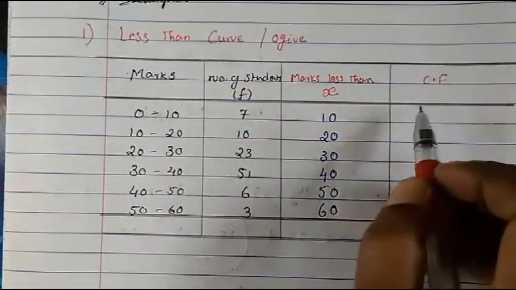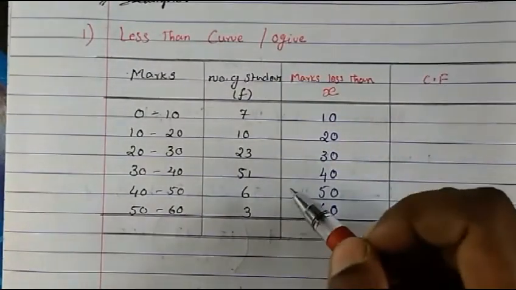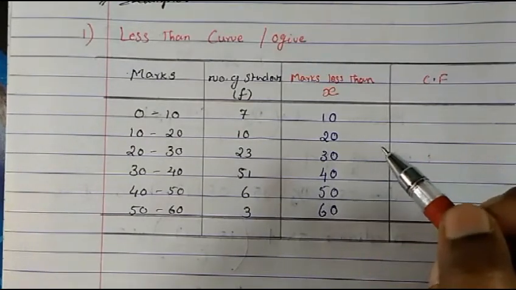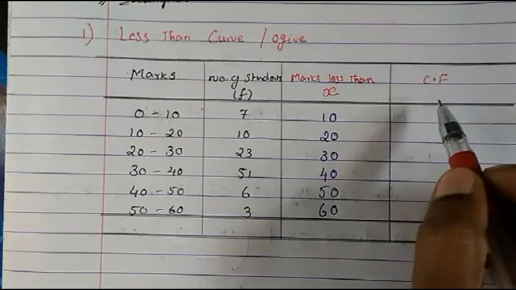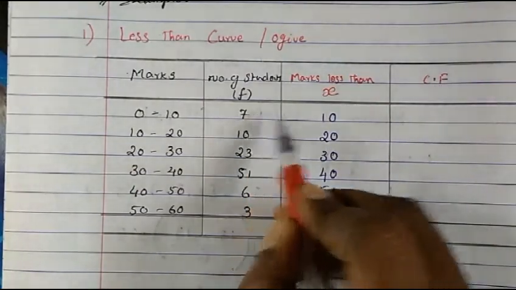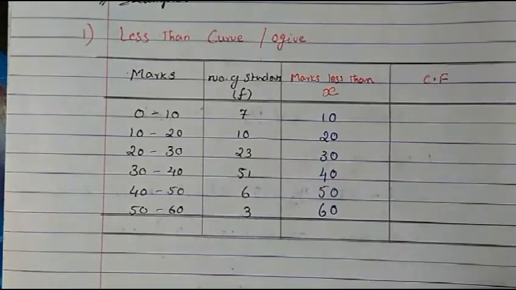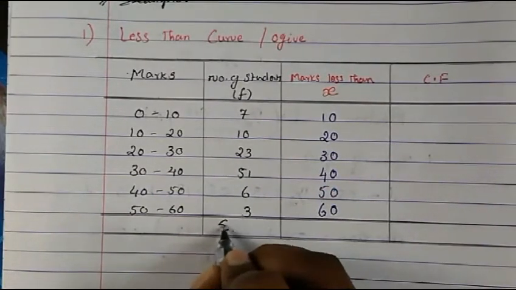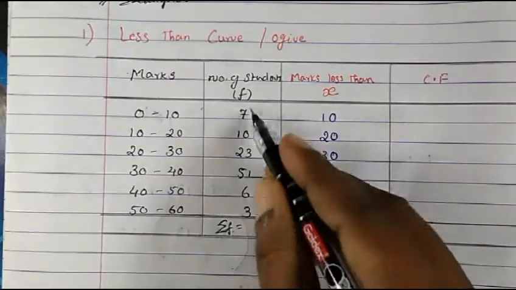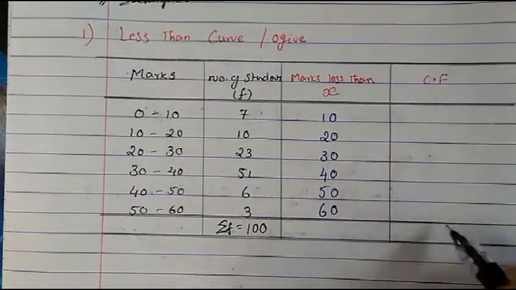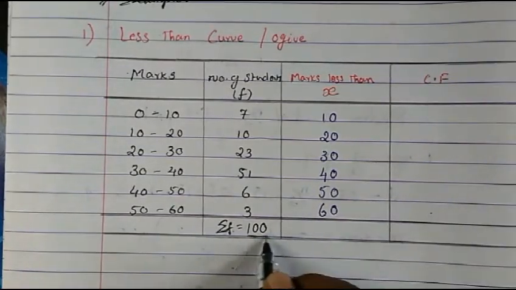Exactly as we did when we were preparing the median in exercise 14.3, the same way you have to do it. The first frequency you write down, and afterwards you go on adding the next one. Before that we will write down here the summation of the frequency. If you sum up, this comes to 100. So the last cumulative frequency should be equal to the summation of the frequency.